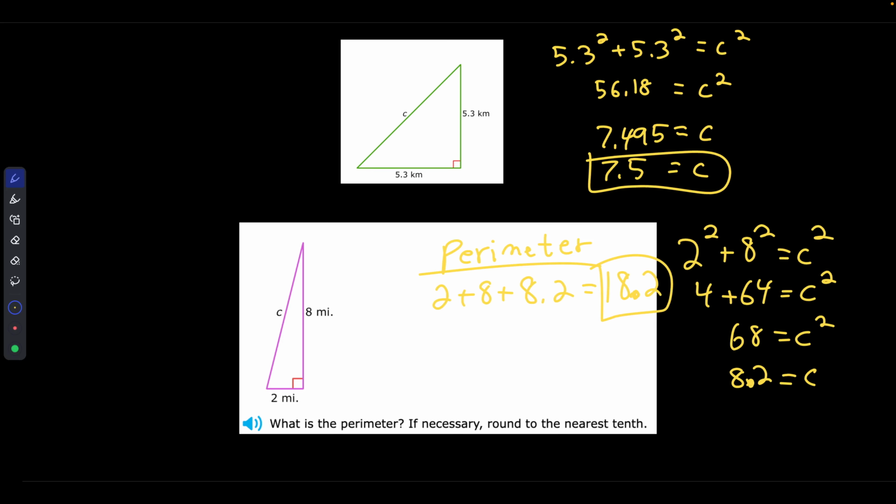And for the second problem here is the work. Hopefully we picked up on the fact that, again, it's asking you for perimeter. So once you get the C of 8.2, you need to add all three numbers to get your perimeter.